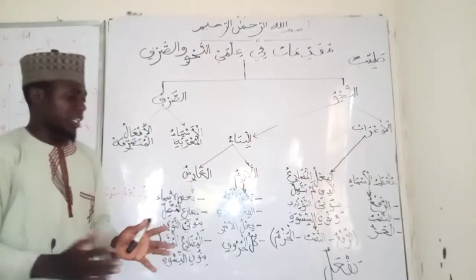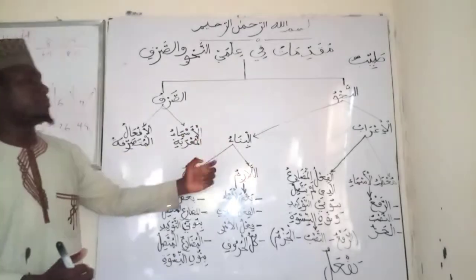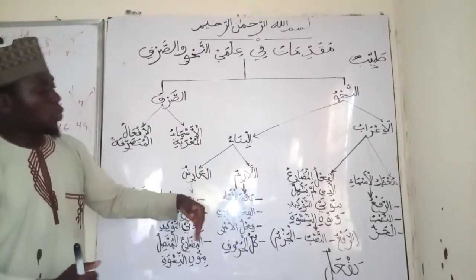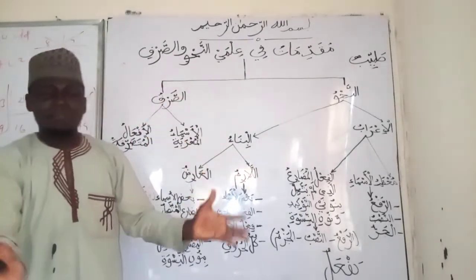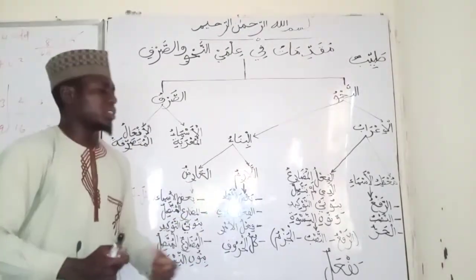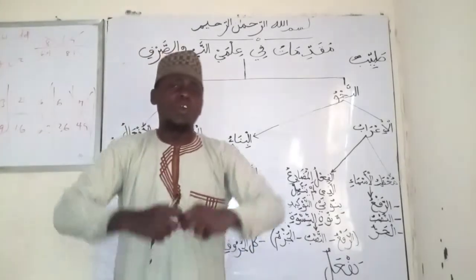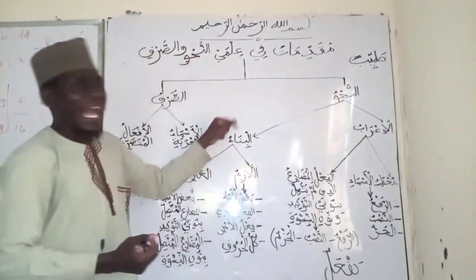What is the difference here? You will see we cited some examples under al-bina'u al-lazim. The first one is ba'du al-asma, some names. What is lazim? Before we explain all the four items here, a lazim is something that is necessary or compulsory on al-bina'u.